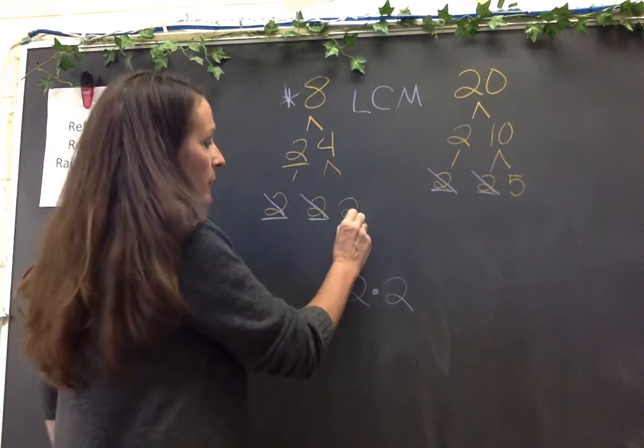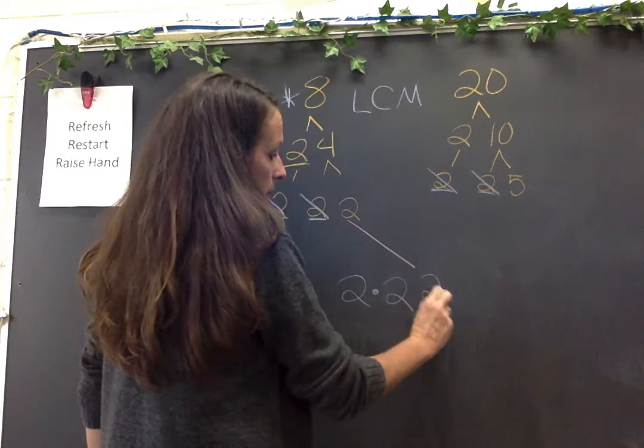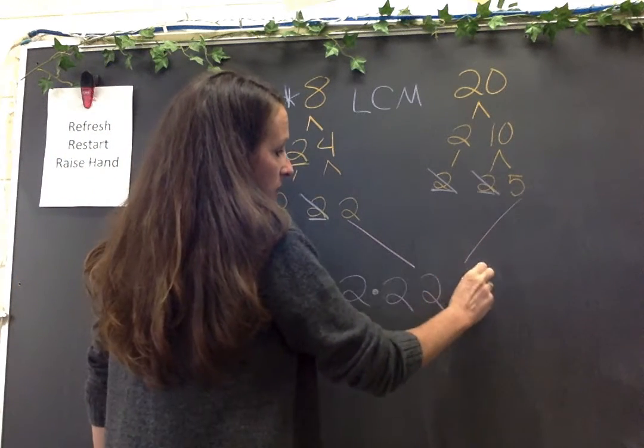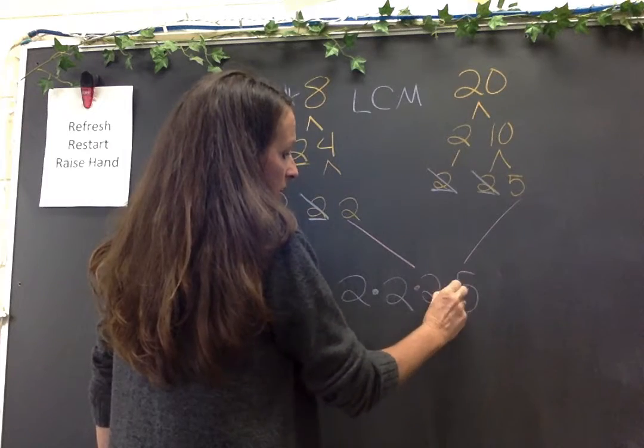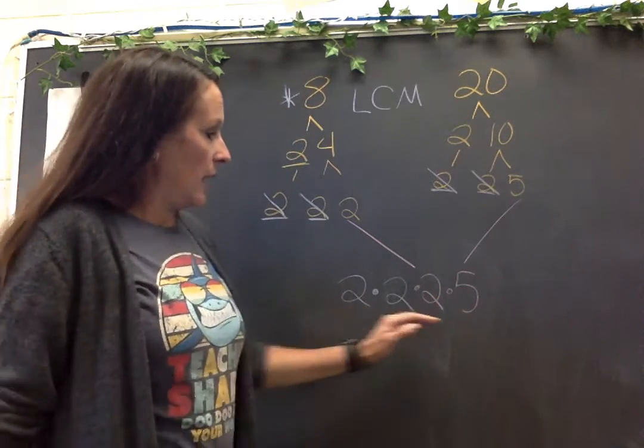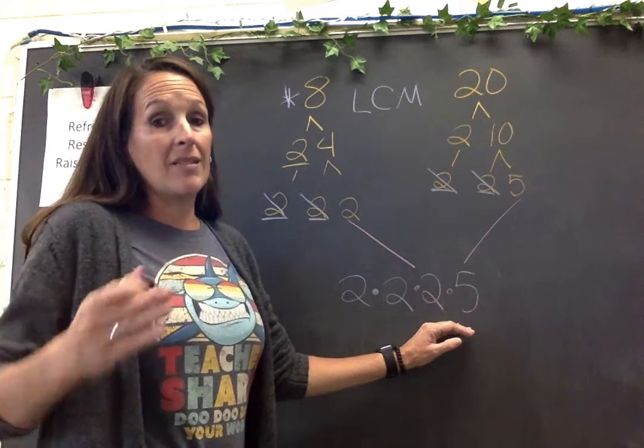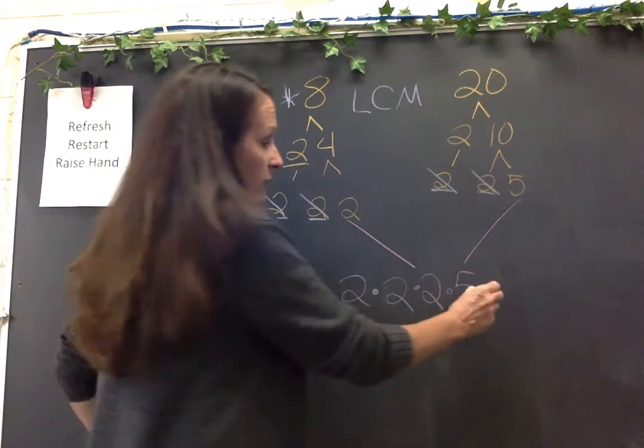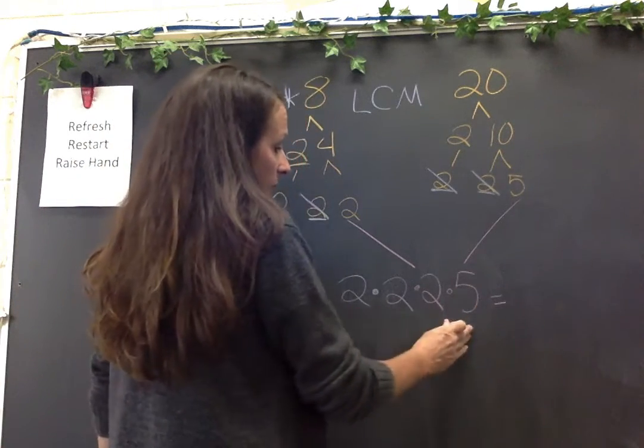I don't even have to have a pair. So this 2 comes down here. This 5 comes down here. Okay, so essentially I've got my pairs and then I've got all my singles. And then like we do with the greatest common factor, I multiply these all together.